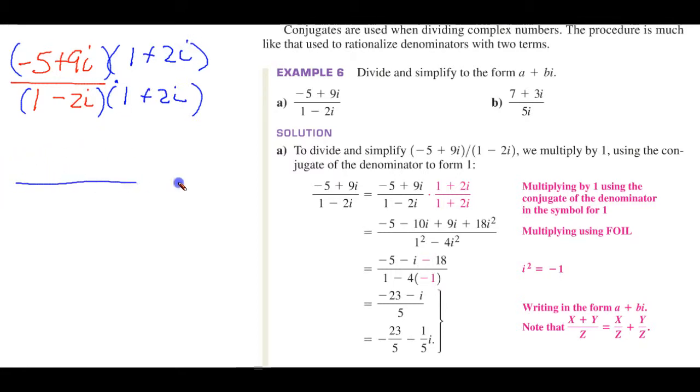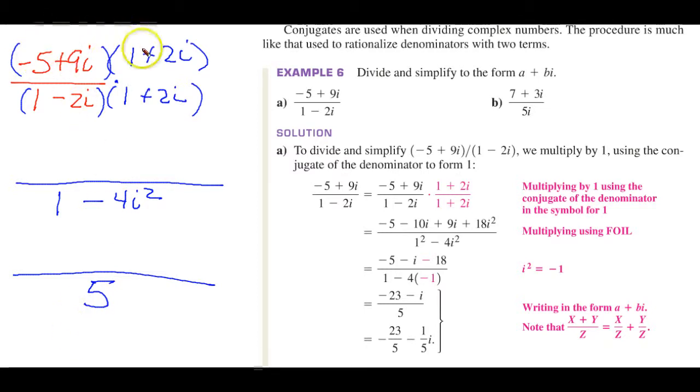And let's do our denominator first. 1 times 1 is 1. A negative 2i times a positive 2i is a negative 4i squared. But what did we say i squared was? A negative 1. So a negative 4 times a negative 1 makes this a positive 4. So our denominator now is 5.